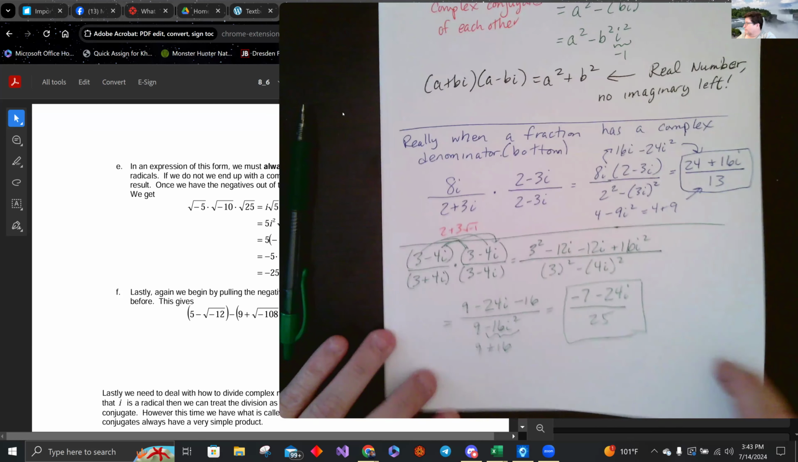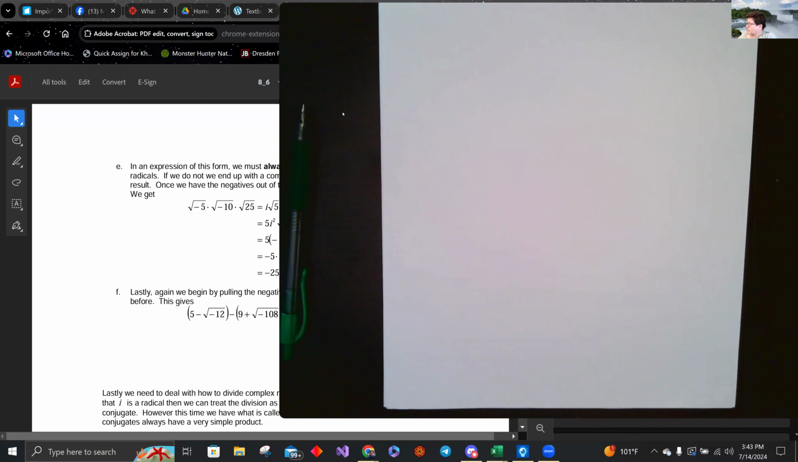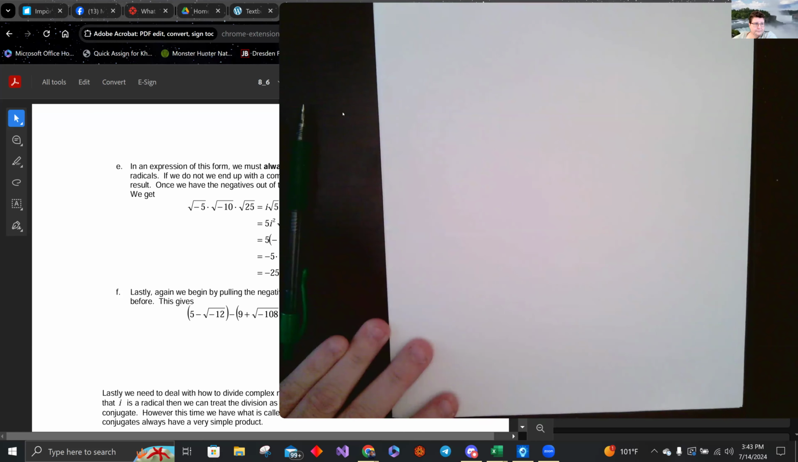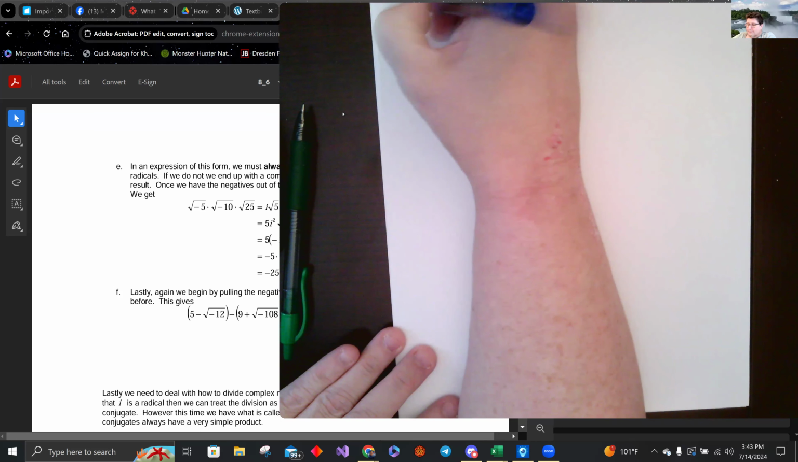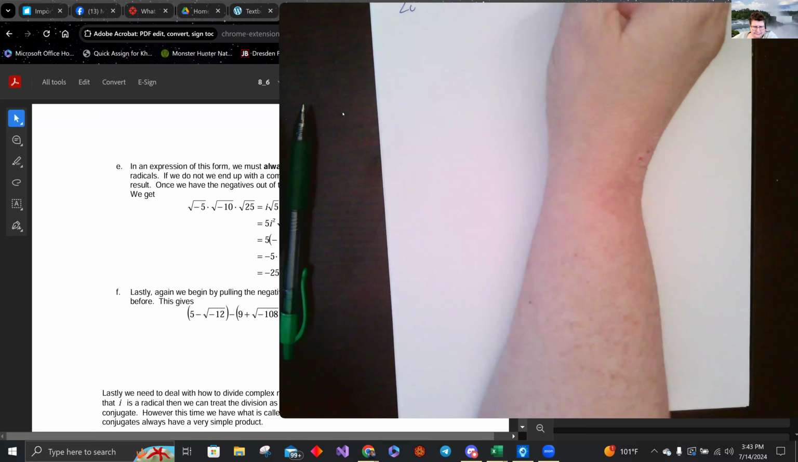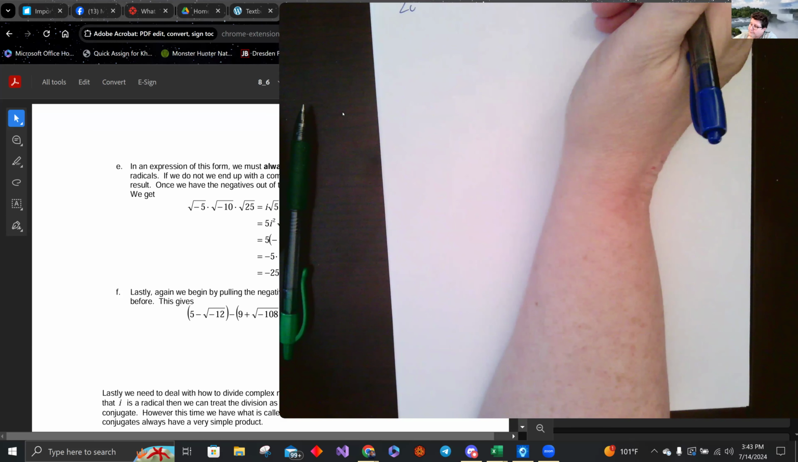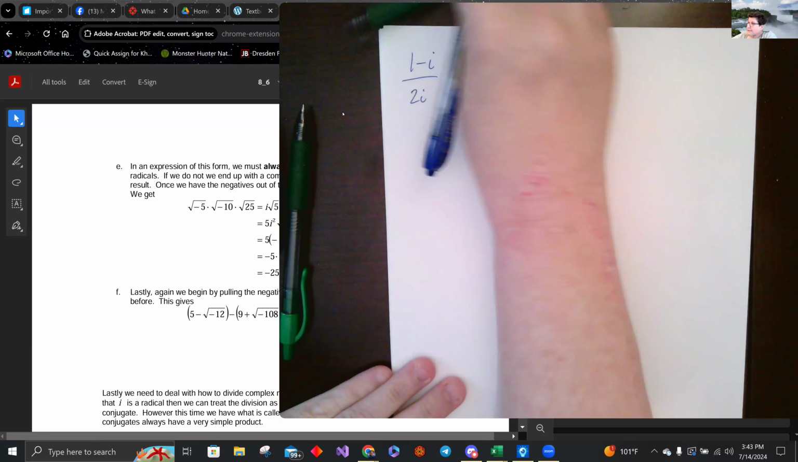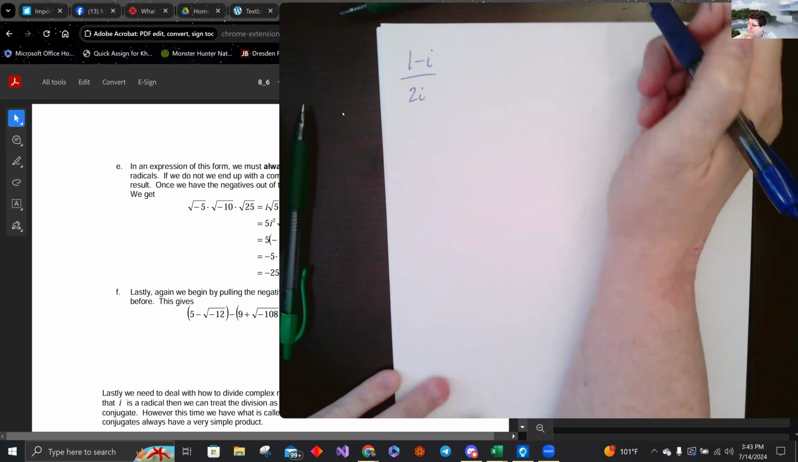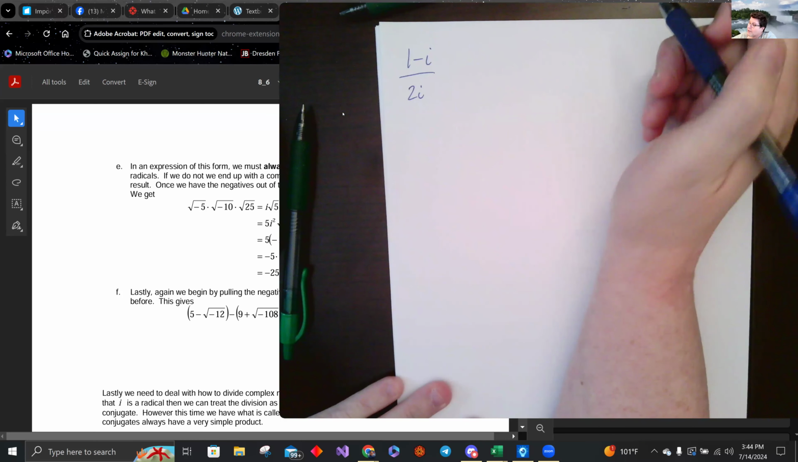Two more. Let's do 1 minus i over 2i. I'm off screen. This camera, I have it tipped up too much. I need to change that.